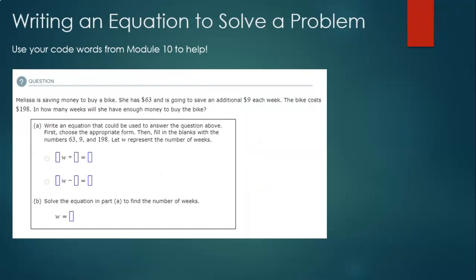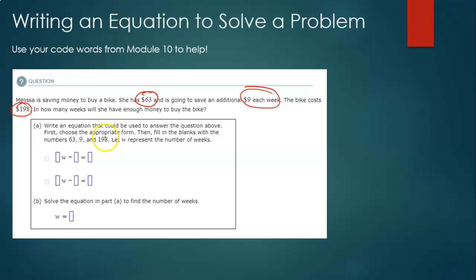Now, writing an equation to solve a problem. Melissa is saving money to buy a bike. She has $63 and is going to save an additional $9 each week. The bike costs a total of $198. It says write an equation that could be used to answer the question above.